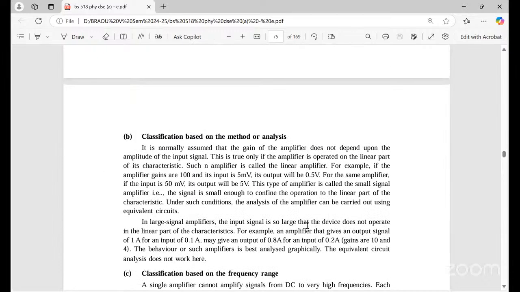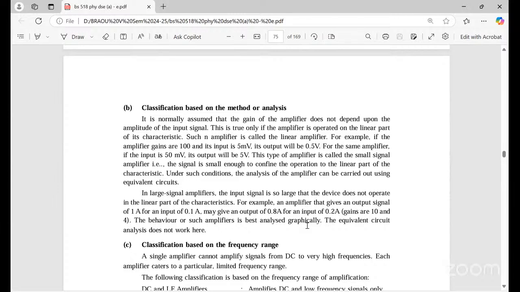Here, classification based on the method of analysis. It is normally assumed that the gain of the amplifier does not depend upon the amplitude of the input signal. This is true when the amplifier is operated on a linear part of its characteristics. Such amplifiers you can call linear amplifiers.